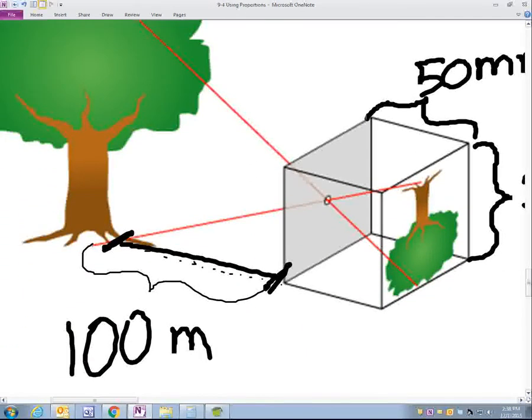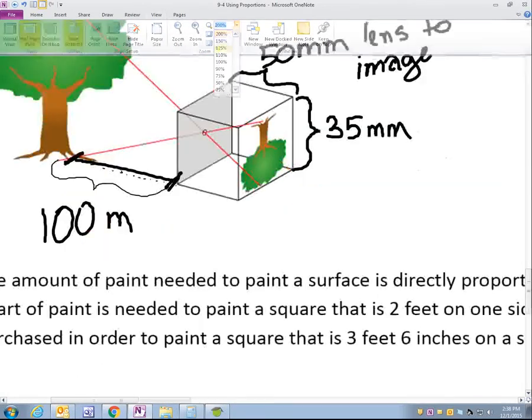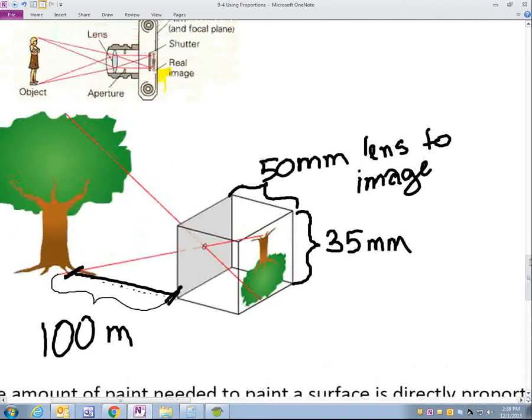And then I made this. So here's a situation that represents how your eyeballs see. We have a proportion here. We know how big that image is on the back of your retina. Let's say it's 50 millimeters away from where the lens is, and we know that this distance here is 100 meters away from the actual image. Does that picture make sense?